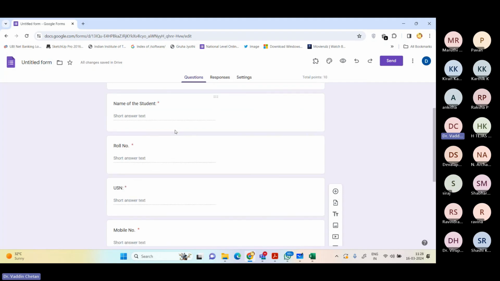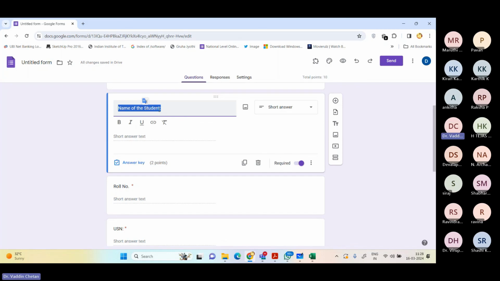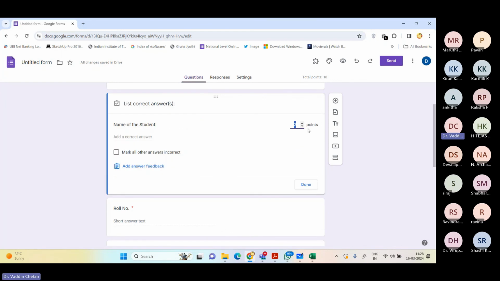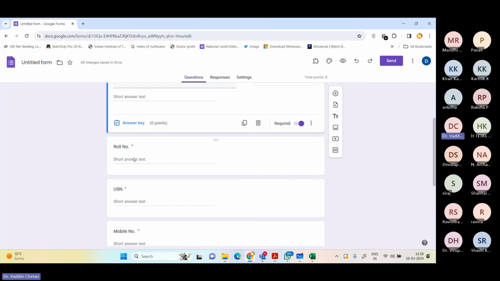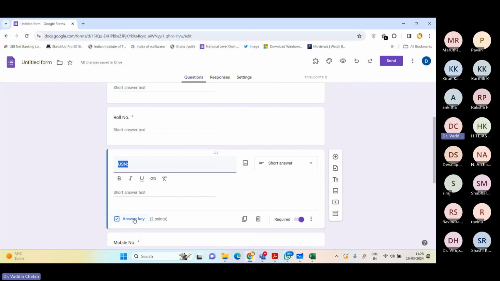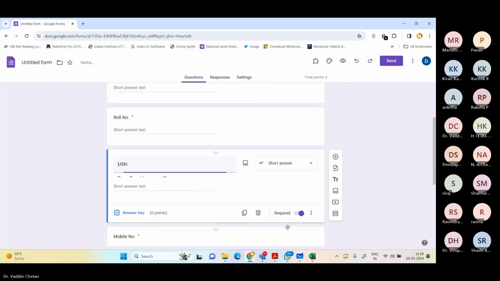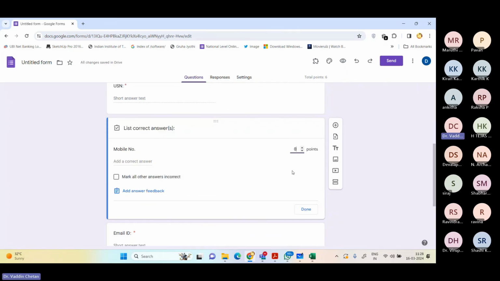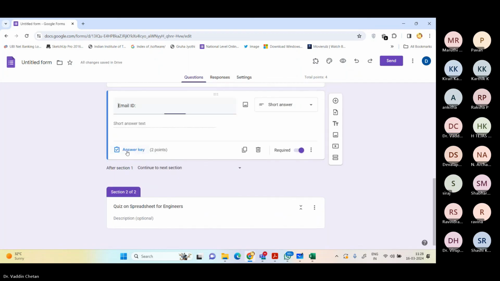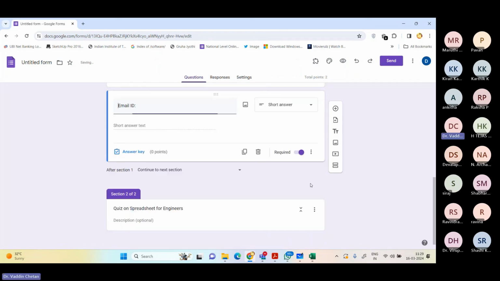Here I will select this. For entering the name of the student, does it require marks? I don't need it, right? So for that, I will assign 0 points for the name of the student. For USN also, I will assign 0 points. For mobile number also, 0 points. For email ID also, I will assign 0 points.